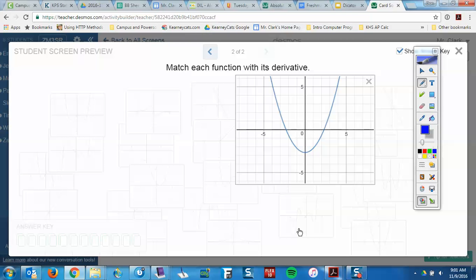I would also look at these zeros, these stationary points, and that's where we talk about positive, negative. That's going to be a max, that's going to be a min, right? That's what I would be looking for.